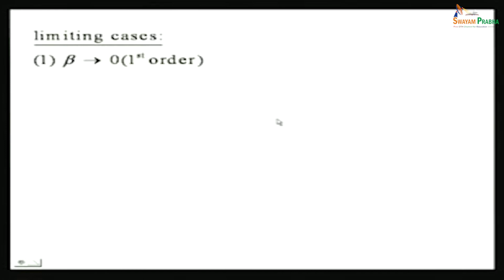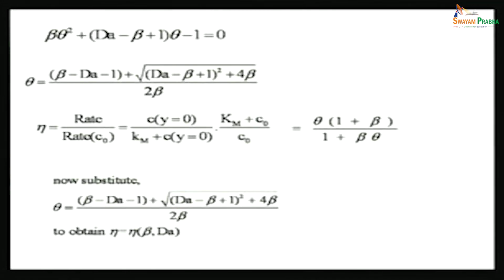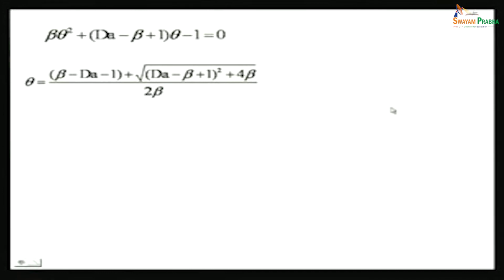So, the limiting cases are things that you know: beta going to 0, it is a first order reaction. Beta going to what value, it is a 0th order reaction? No, not 1, what? Infinity, right. So, beta going to infinity is the 0th order reaction. So, if you look over here, beta going to 0 and you can check over here.